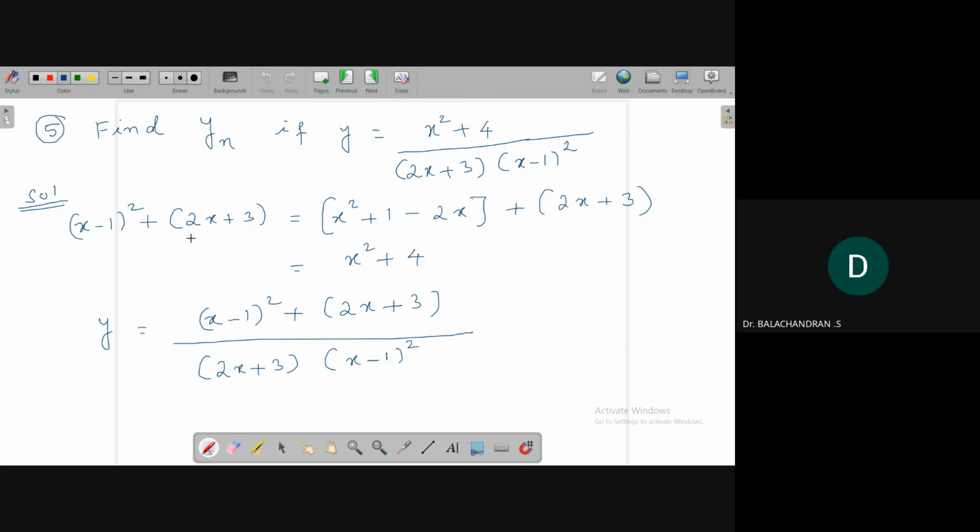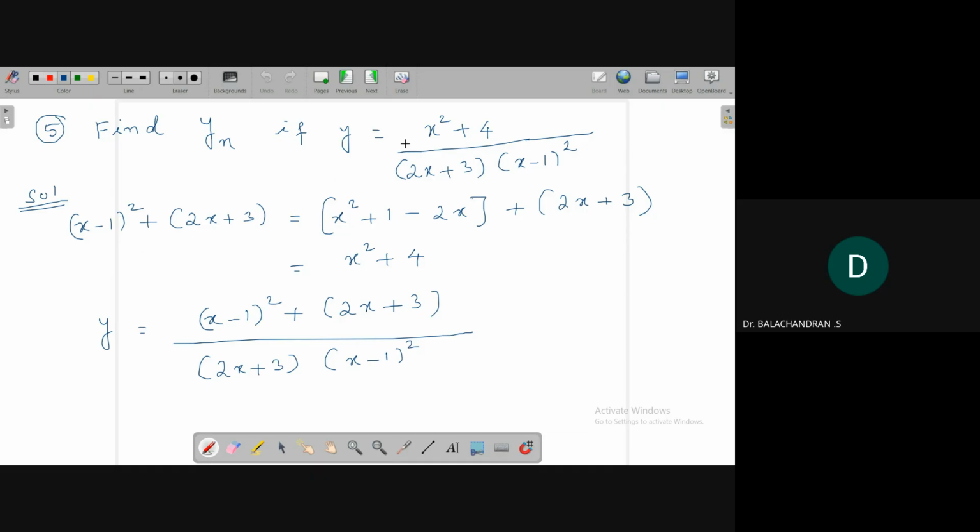Okay, you need to think. Is it possible to write the numerator in terms of the denominator? Sometimes it's easy, sometimes you need to think slightly. Okay, so this is the first method. The second method is that directly you can apply partial fractions. That method I will discuss with you.